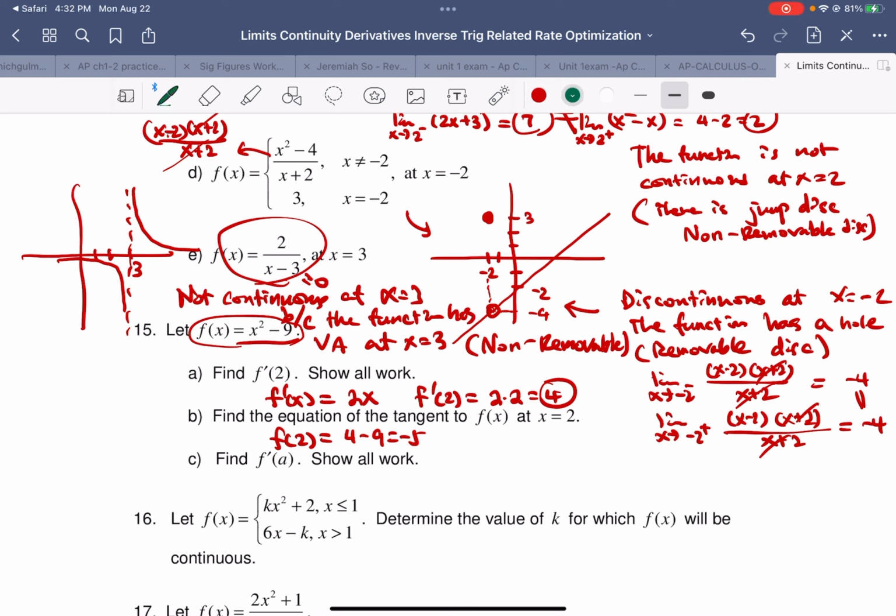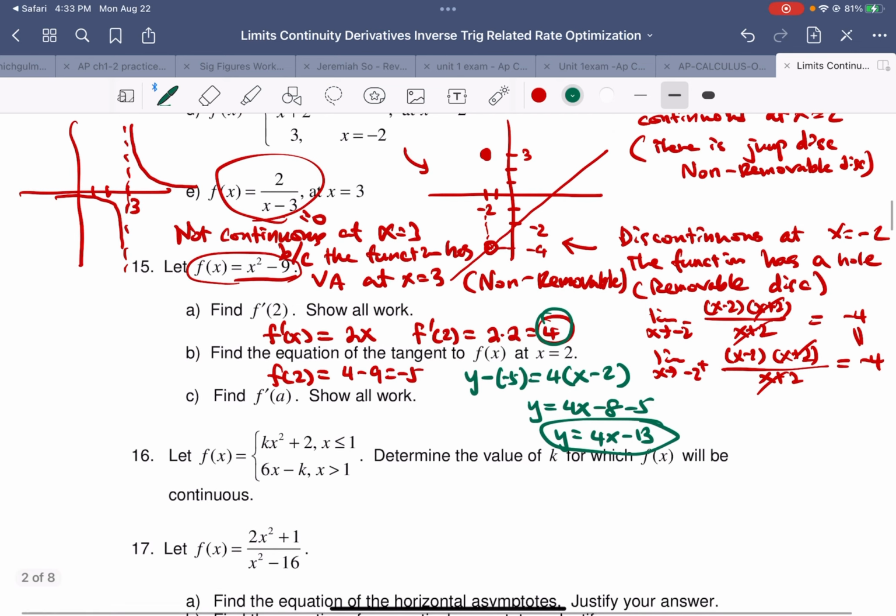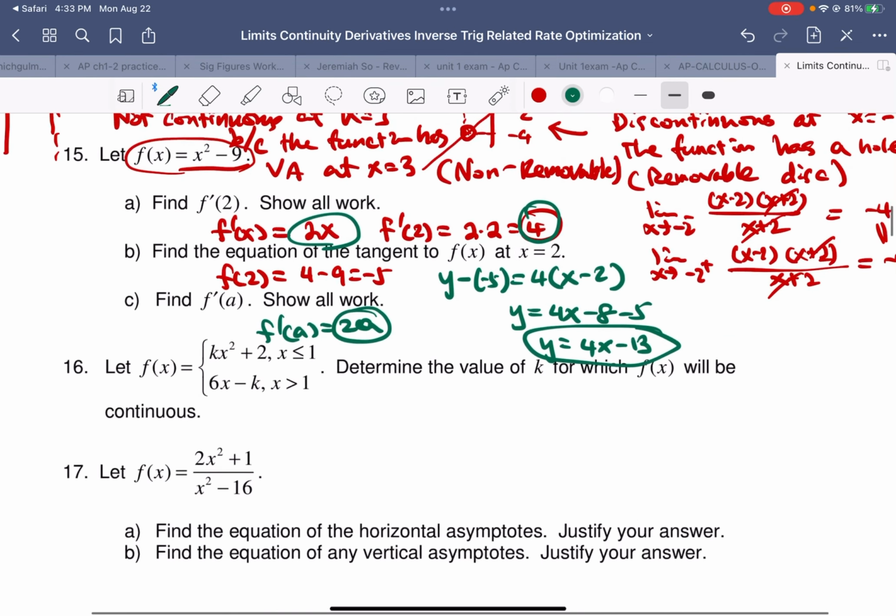So what I'm going to do is y minus y1, with slope 4, equals 4 times x minus x1. When you simplify and put it in y equals mx plus b format, y equals 4x minus 8 and minus 5. So y equals 4x minus 13 will be your final answer. That's the tangent line equation. Now, next one: f prime of a. We already know f prime of x is that, so f prime of a is 2a. Okay, that's the answer.